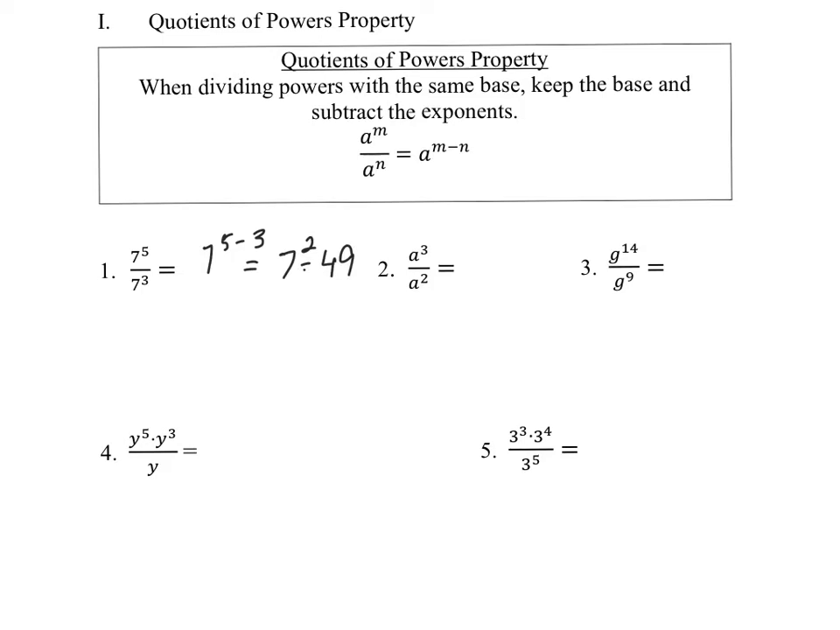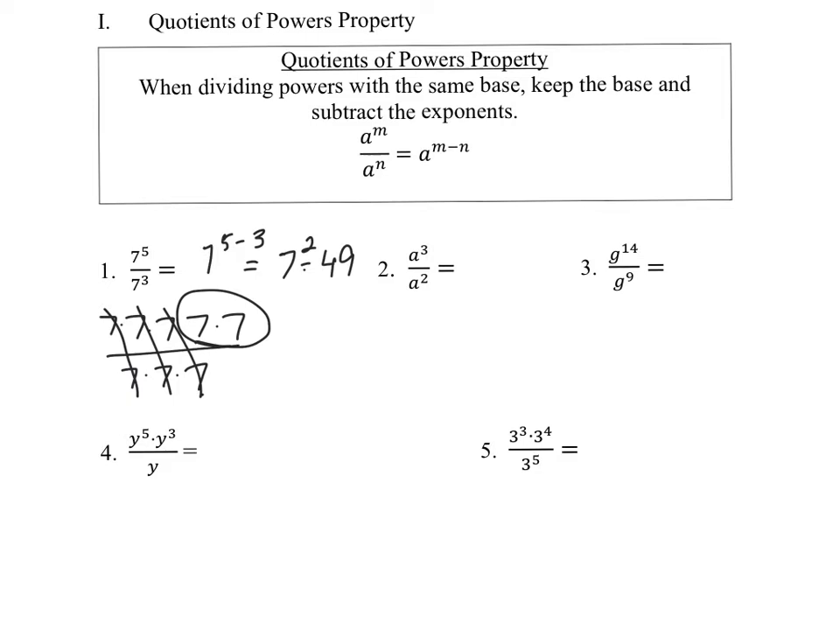Why this works, think about this. If you have 5 7s in your numerator, so 1, 2, 3, 4, 5, and then you have 3 of them in your denominator, 1, 2, 3. Anytime you have a 7 over 7, this is a 7 divided by 7, it's going to equal a 1. You're taking out these common factors, and you're left with just 2 7s up in your numerator.